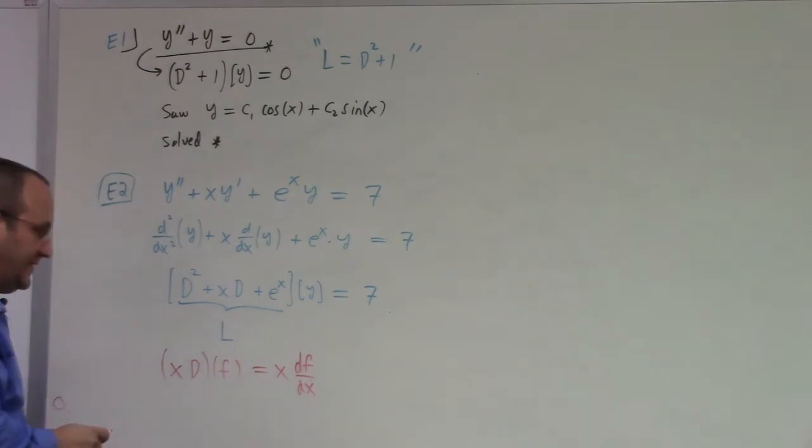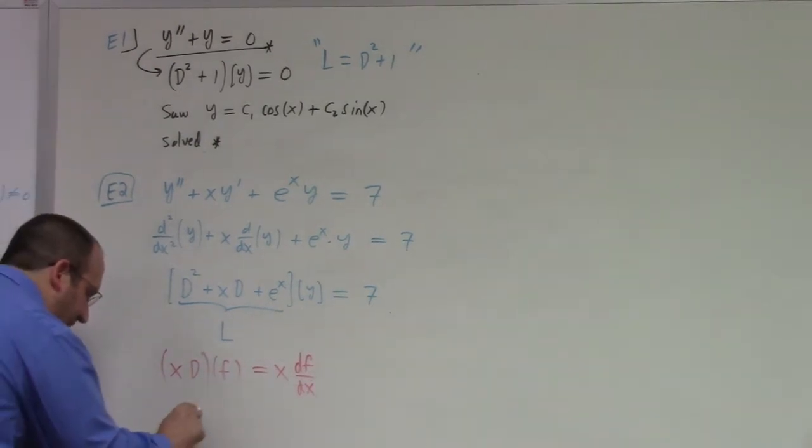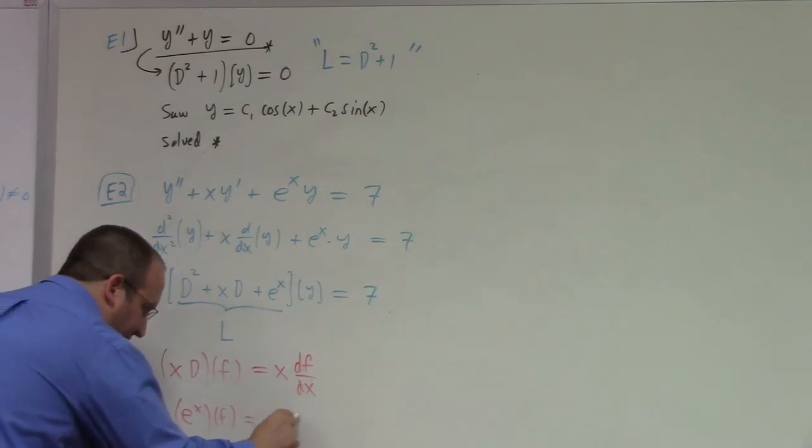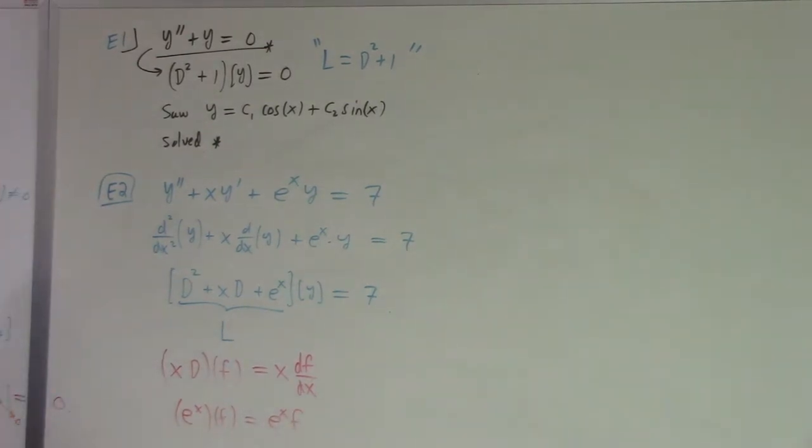This is kind of a boring one. e to the x acts on f. That's just equal to e to the x times f. This is multiplication. The multiplication operator is not a terribly exciting operator, but it's also important to our work.